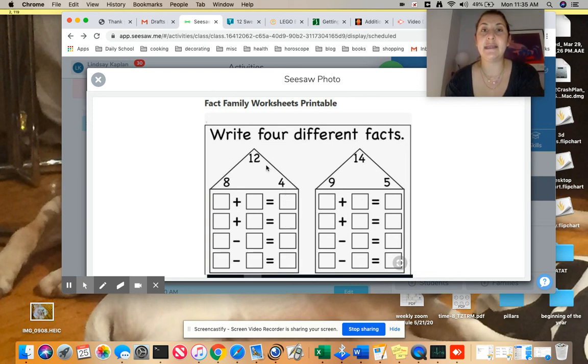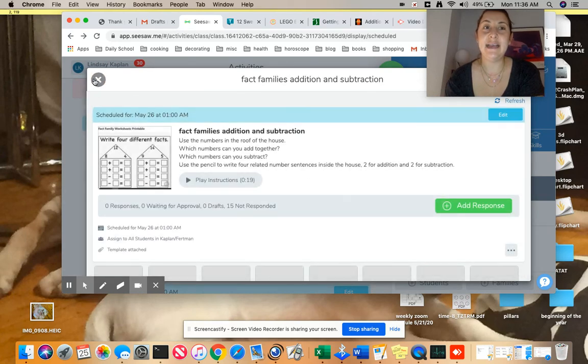So you can look at the top, like the roof of the house. This is basically your fact triangle. For this one, my 2 parts are 8 and 4, and my total is 12. For this one, my 2 parts are 9 and 5, and my total is 14. You're going to go ahead for each of these and fill in the number sentences with the fact families that they give you. Okay, and that's it for today.